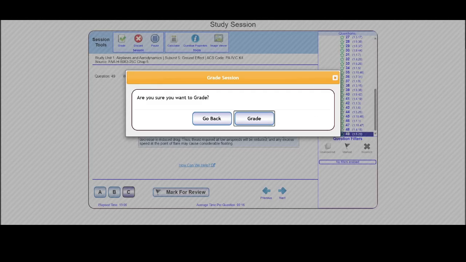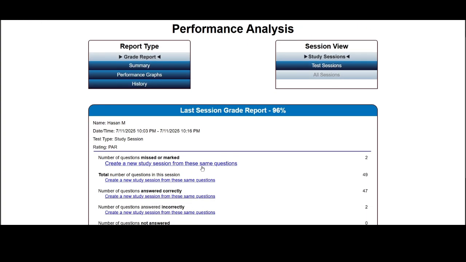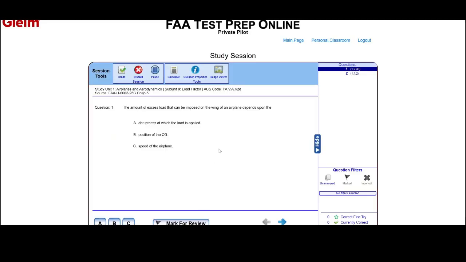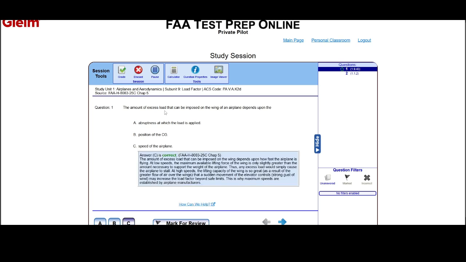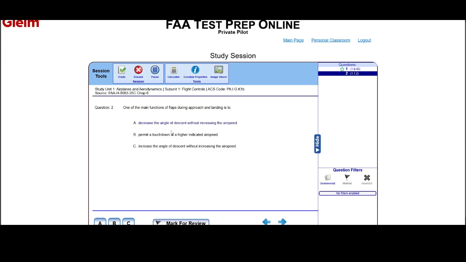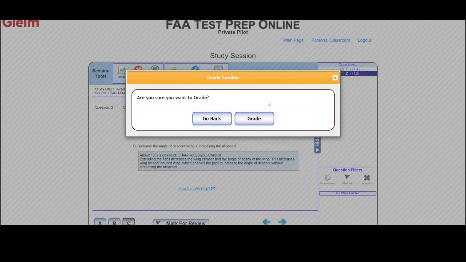Let's review the things that I got wrong, because I don't know. This is one question I don't know. The amount of excess load that can be imposed on the wing of an airplane depends upon the position of the CG. But it says the wing, so it'll be the speed of the airplane. See, pretty good.